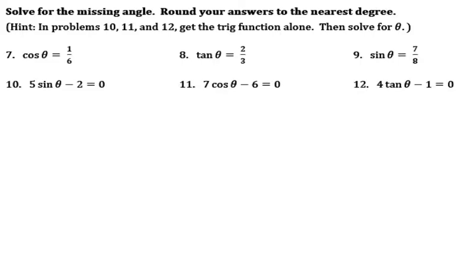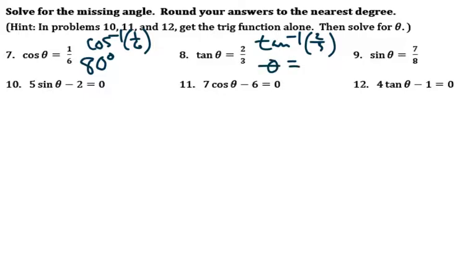Alright, now it says solve for the missing angle. Round your answers to the nearest degree. Okay, so number 7. Cosine of theta is 1/6. Well, using your calculator, you just go the inverse cosine of 1/6. So I type that in, and we get 80 degrees, because it said round to the nearest degree. So tangent, same idea. Do the inverse tangent in my calculator of 2/3. And that'll tell me my angle. It would be 33.69, so 34 degrees.